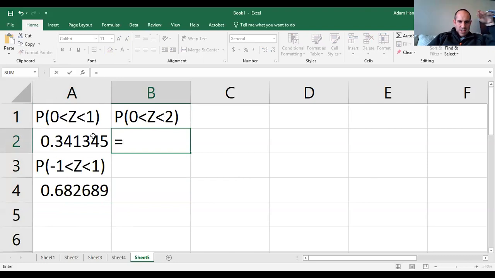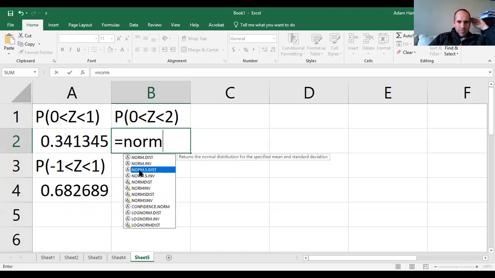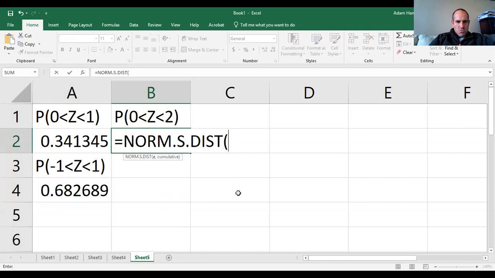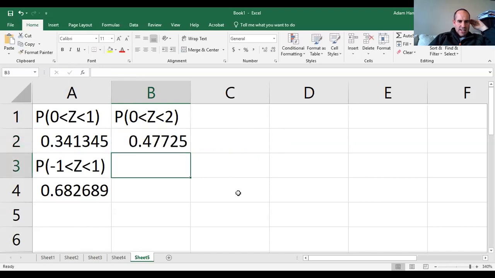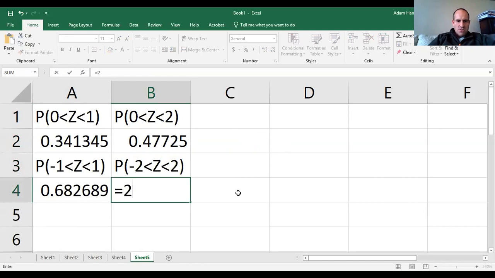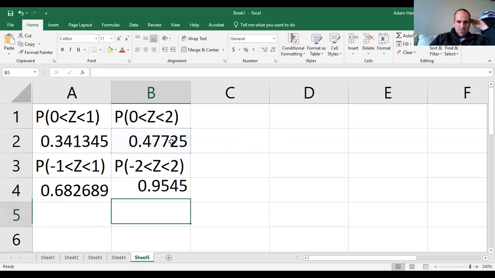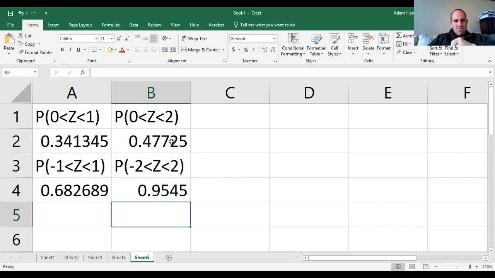Well, equals NORM.S.DIST, 2 comma, cumulative yes. And of course, I still want to subtract 0.5. I get that. Okay, so what does that mean? The probability that -2 is less than z is less than 2 is going to be, well, it's going to be 2 times this. So about 95%.